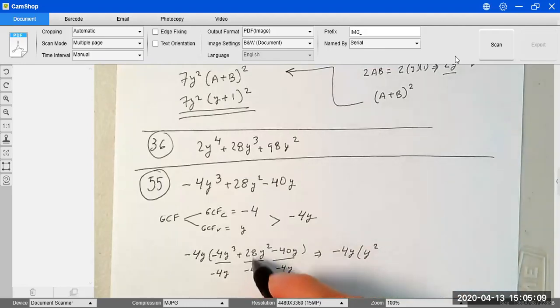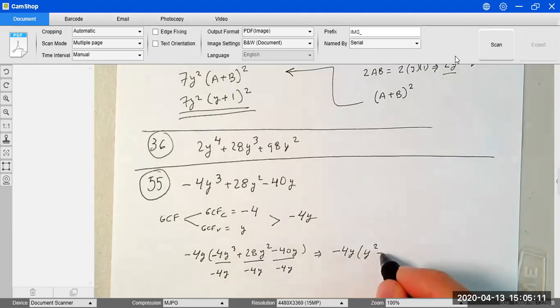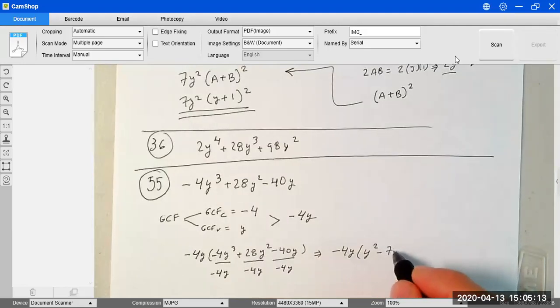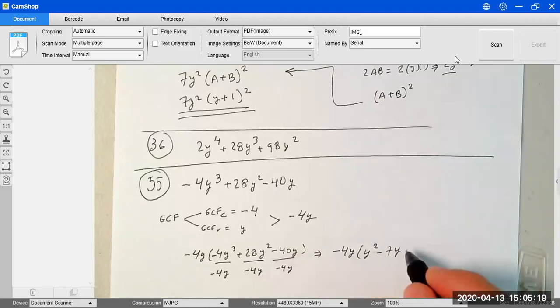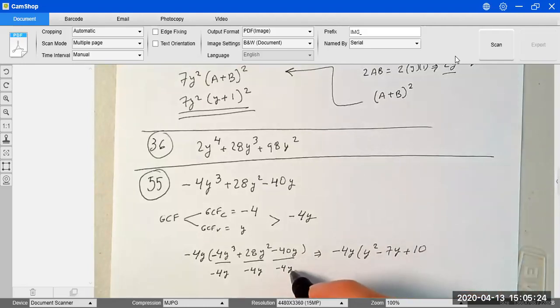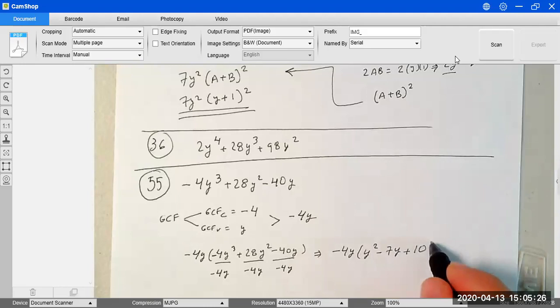Then positive 28 over negative 4 is going to be negative 7. And then you have just y, because y squared over y is just y. Finally, negative 40 over negative 4 is going to be positive 10, and y cancels from both the numerator and the denominator. So this is a trinomial.